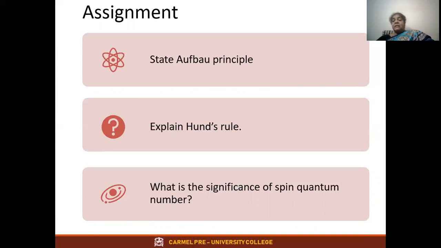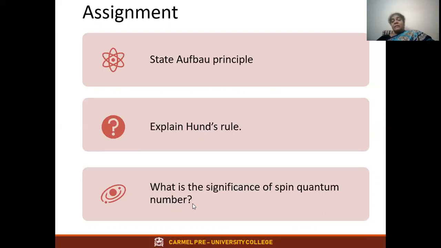Now, third is the magnetic quantum number. Magnetic quantum number indicates the orientation of electron in a particular orbit. If it is s, how is it spaced? s is spherical. It is spaced all over. If it is p, how is it oriented? For p, you have 3: px, dumbbell oriented along x-axis; py, dumbbell oriented along y-axis; pz, dumbbell oriented along z-axis. So orientation is indicated by magnetic quantum number.